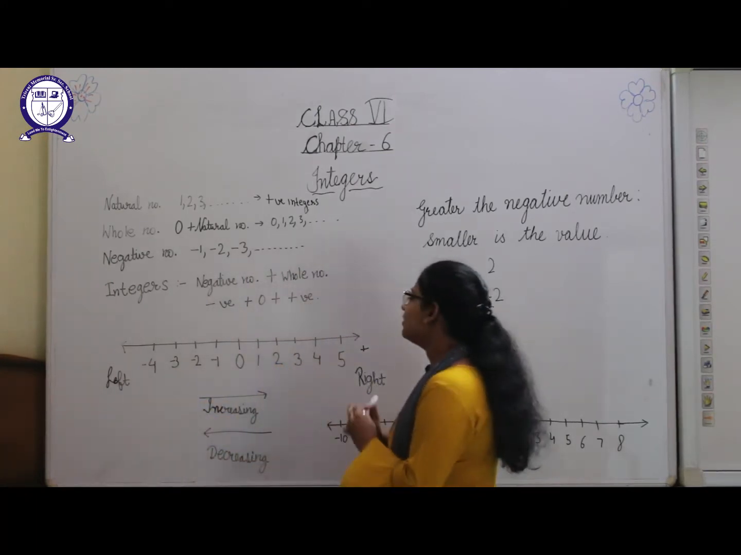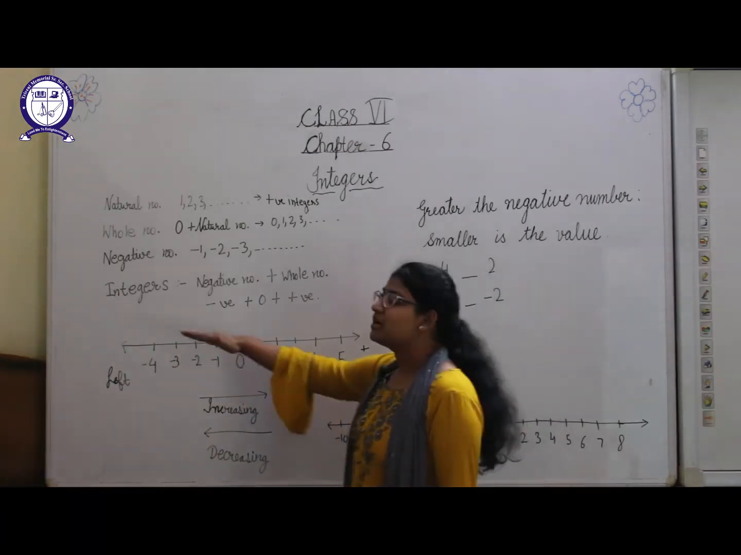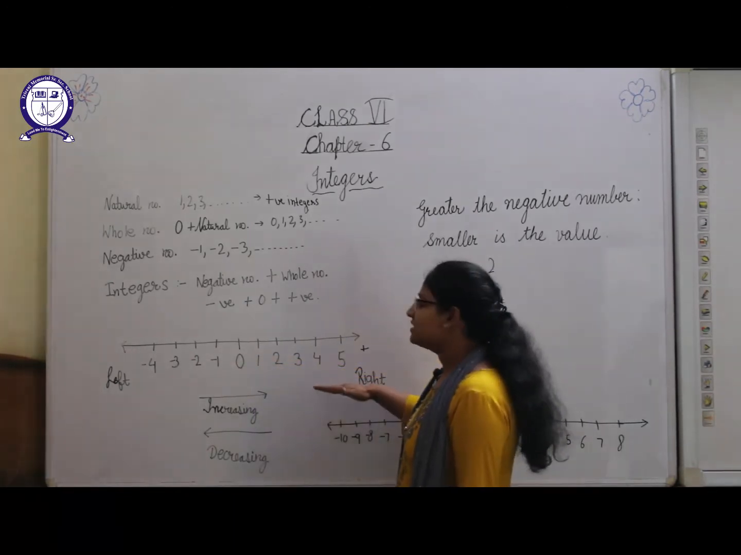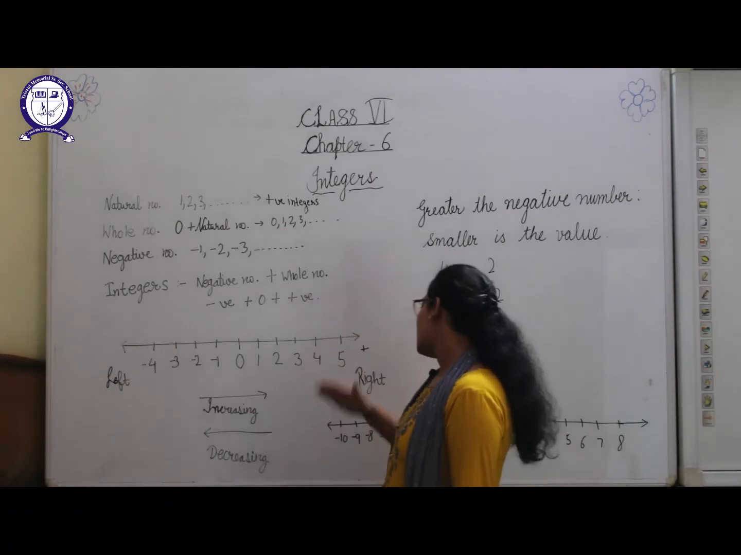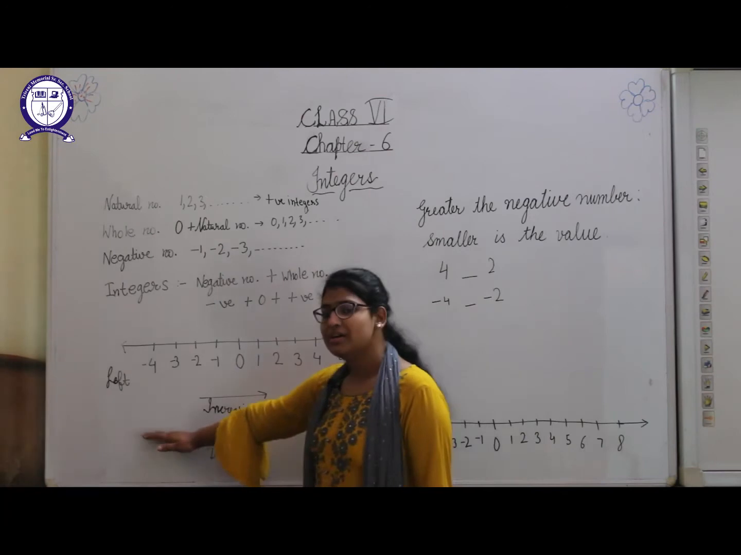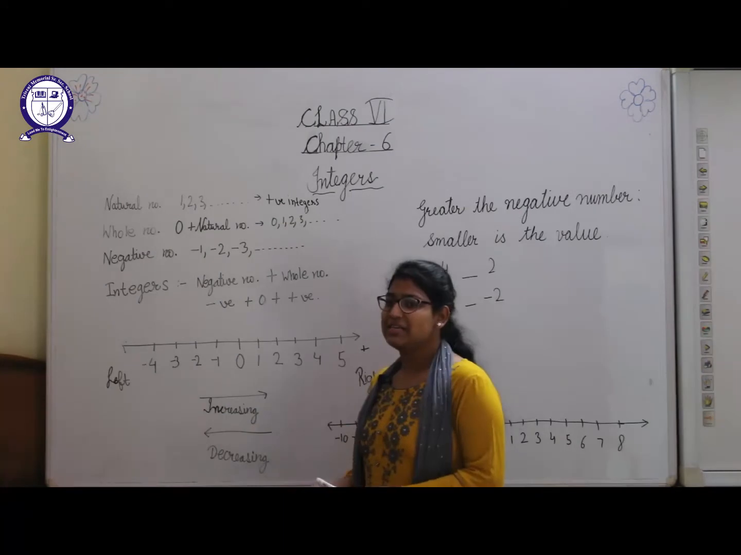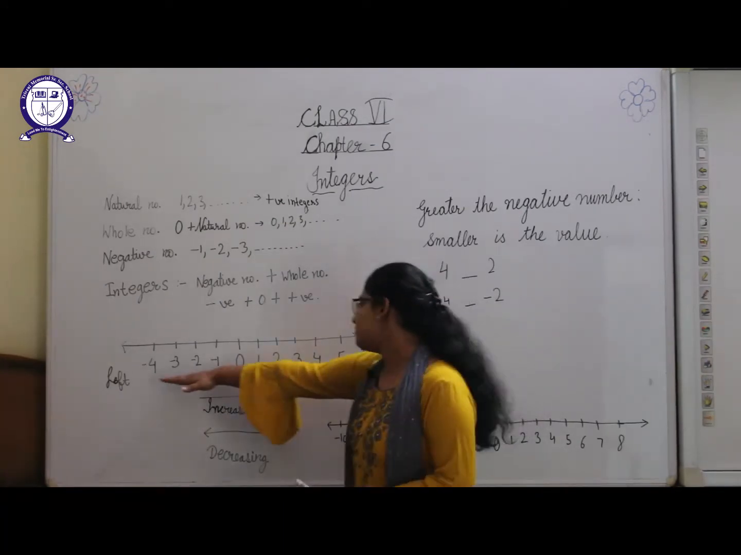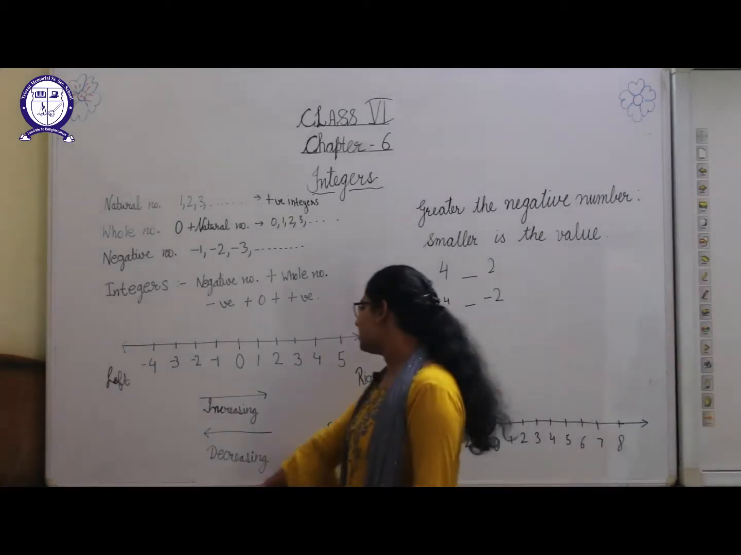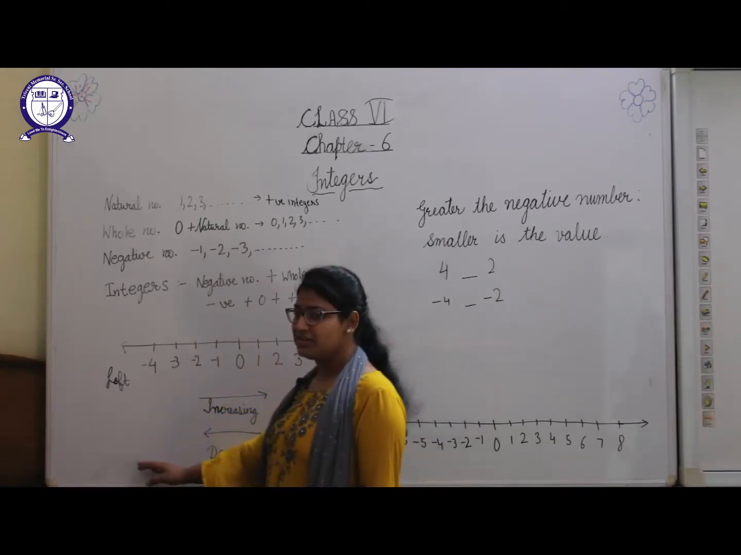Like this, we can write all the negative integers. Now, if we see, these are increasing in order. When we go from left to right, the value of the integers keeps on increasing, and if we go from right to left, the value keeps on decreasing. So if you have to compare, you can compare easily. If we come to this side, the numbers are increasing, and if we go to the left side, the numbers are decreasing.